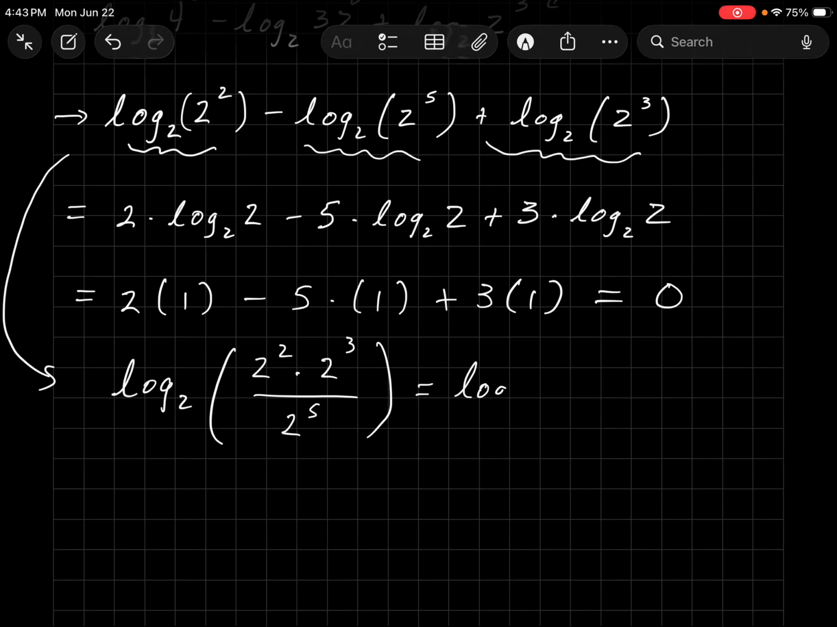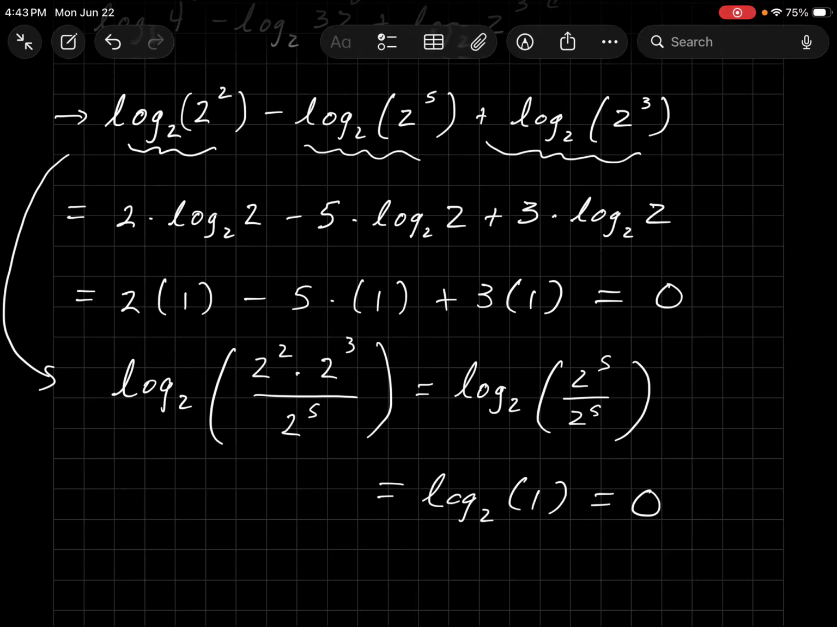which is the log base 2 of 2 to the 5th over 2 to the 5th, which is the log base 2 of 1, which we know to be 0. So there are very often multiple ways of solving problems with logarithms. In the next video, we're going to look at different types of problems with logarithms, where we still use our properties to solve things.